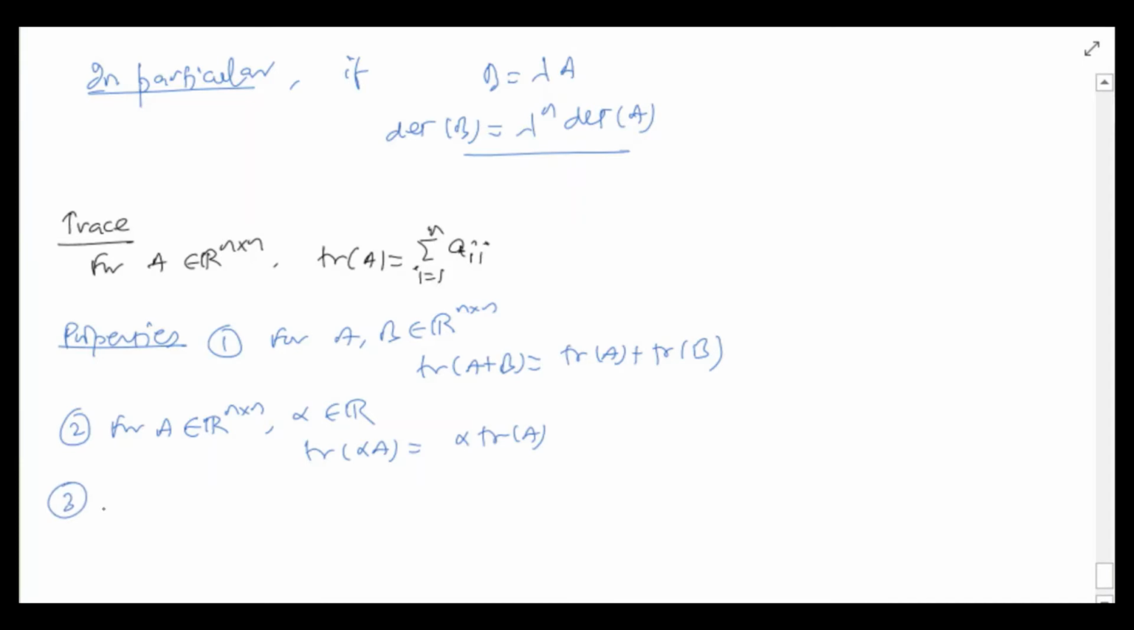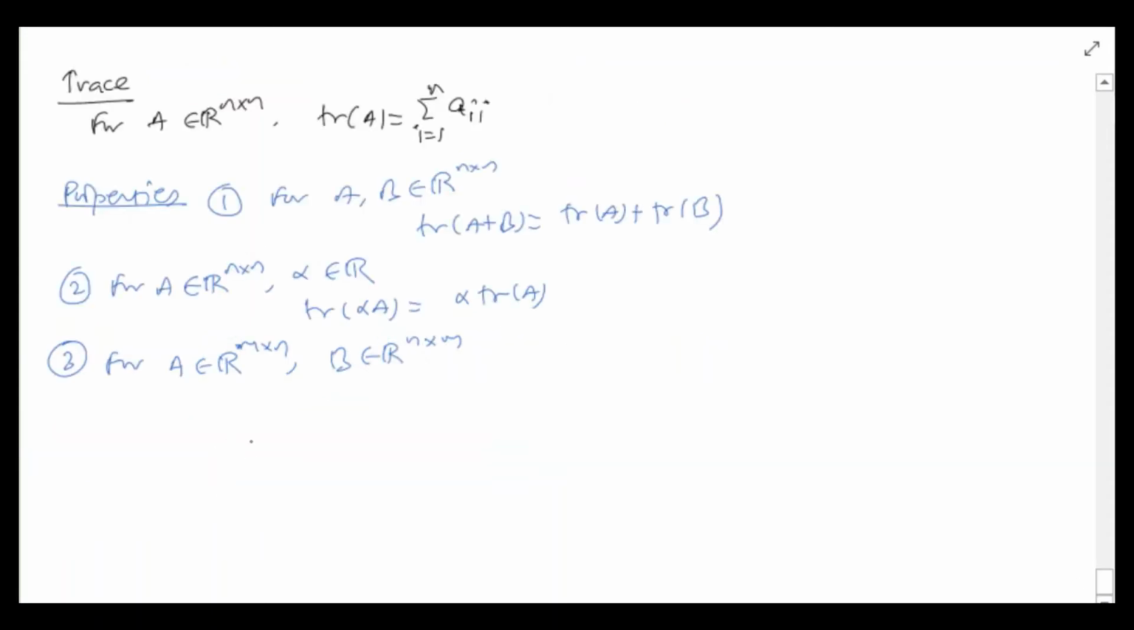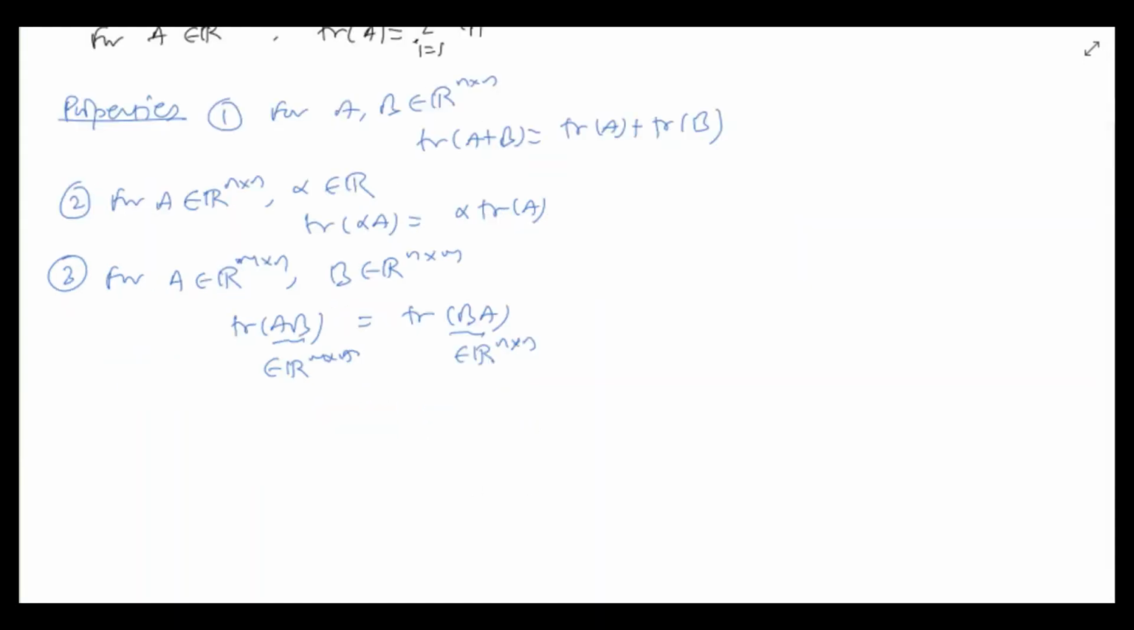The third property says that for a matrix A which is m cross n and B which is n cross m, trace of AB, notice that AB here is an m cross m matrix, is the same as trace of BA. BA clearly is n cross n. Okay. Let's see an illustration of this property.